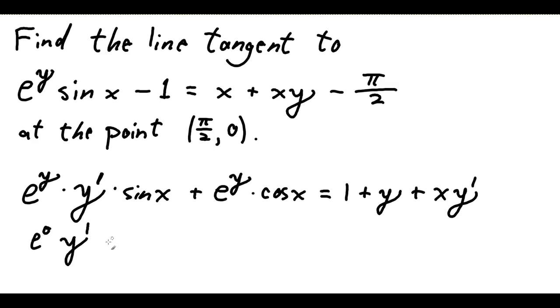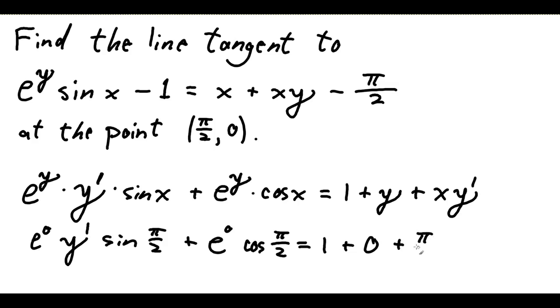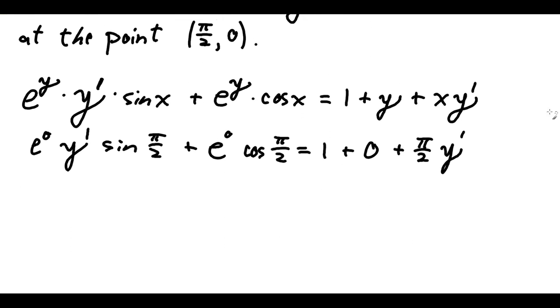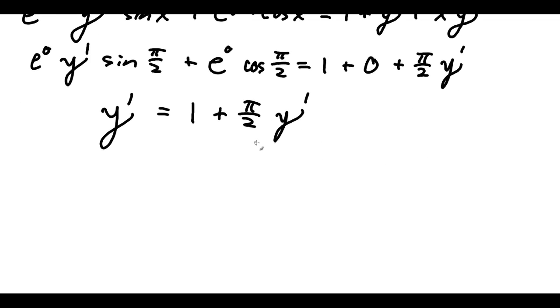e to the 0, y prime sine pi over 2, plus e to the 0 cosine pi over 2 equals 1 plus y, which is 0, plus x, there is pi over 2, y prime. Right, just plugging in the things that we know. e to the 0 is 1, sine of pi over 2 is 1, so we have 1 times y prime times 1. We have, let's see here, e to the 0 is 1, cosine of pi over 2, though, is just 0, so that's gone. We have 1 plus 0 plus pi over 2 y prime, and now we have a much simpler equation to solve, right?